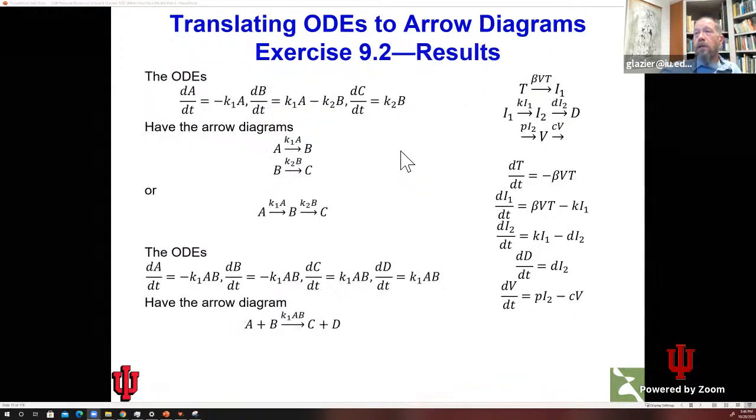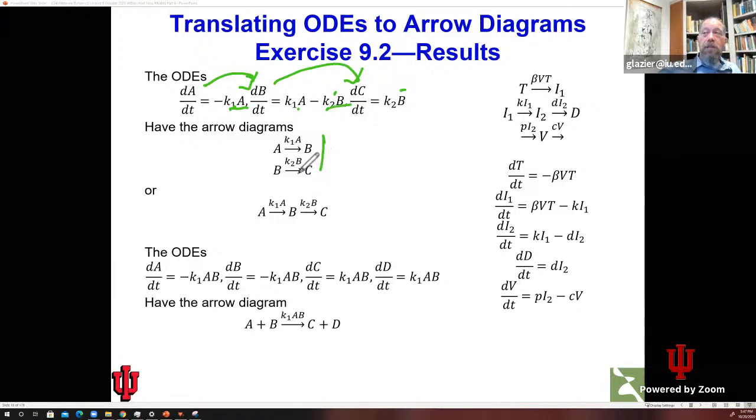So if I took the ODEs that we started with here, we see we have the balance terms minus Ka, Ka. That means we get an arrow from A to B. We have the balance terms K2B, K2B minus, plus. That means we get an arrow from B to C. The rate here would be K1A. The rate here would be K2B. So those are the equations.